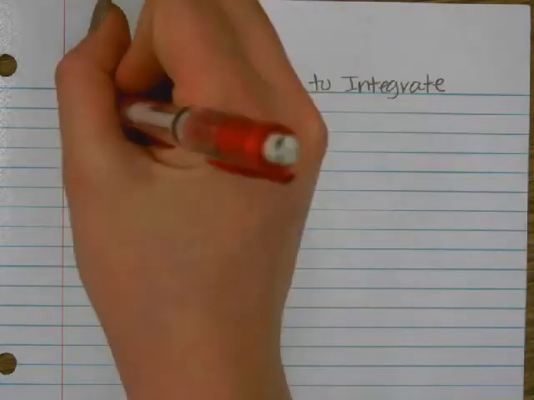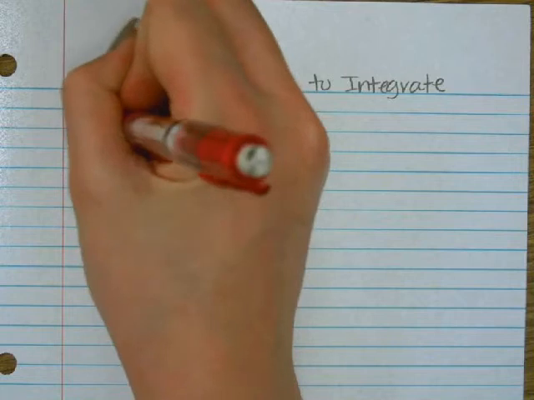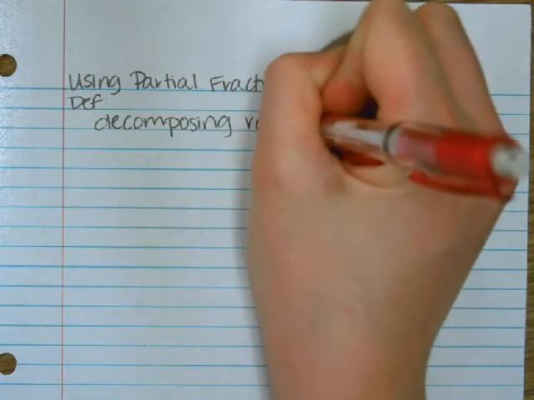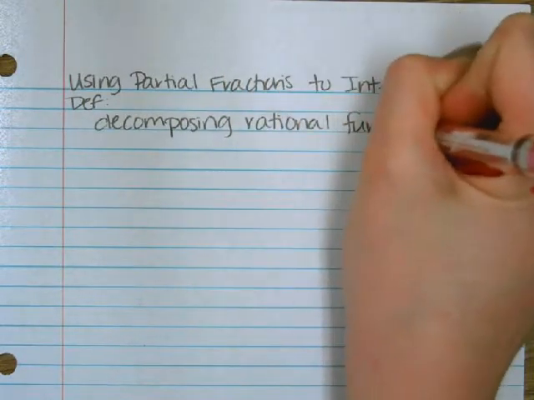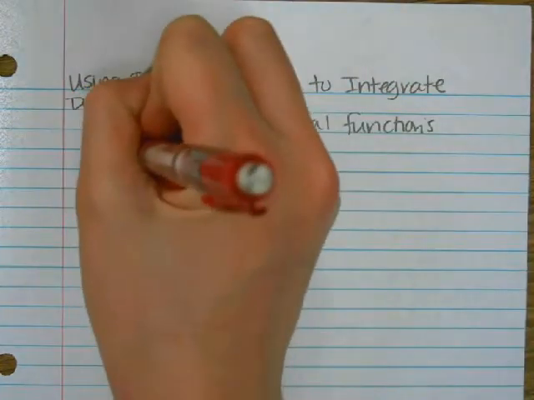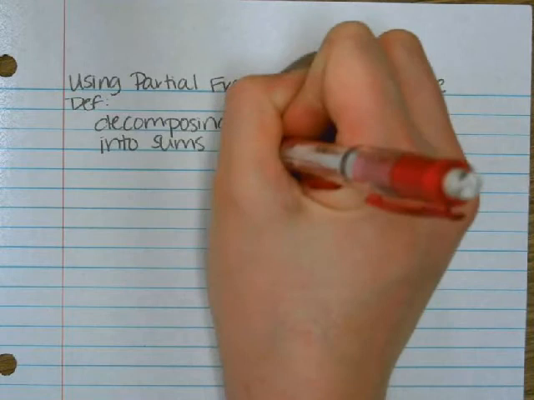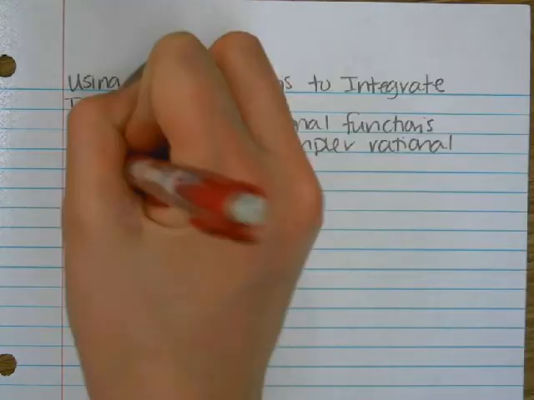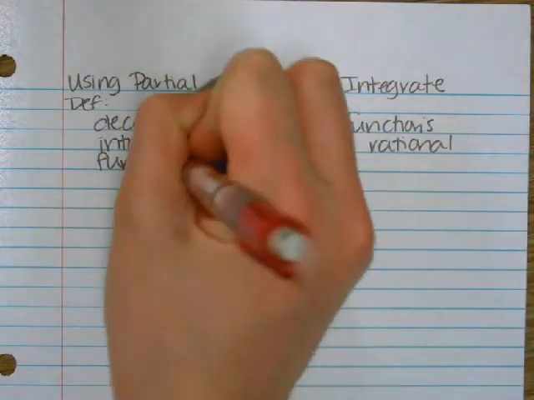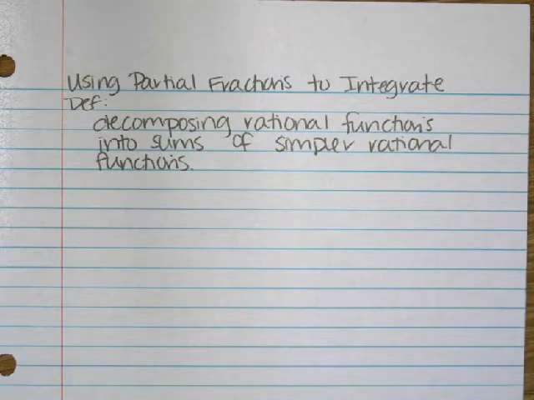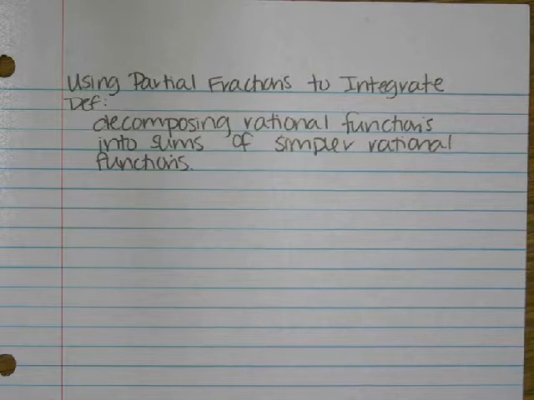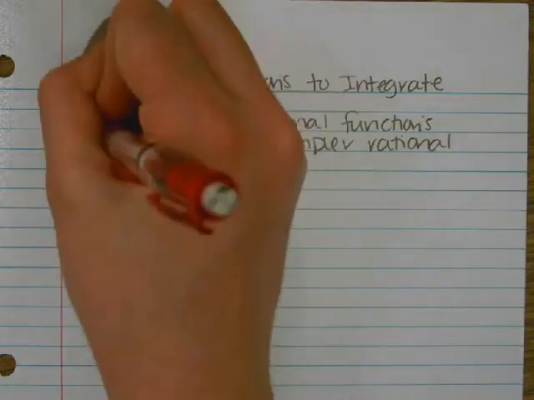So I'm going to say partial fractions are decomposing rational functions into sums of simpler rational functions. So instead of having the big complicated rational function, you're going to say, all right, if I split it into what the two fractions were that added to be it in the first place, then that would make the problem a little bit more simple. It would make it easier to integrate because we'll have something more simple to integrate.